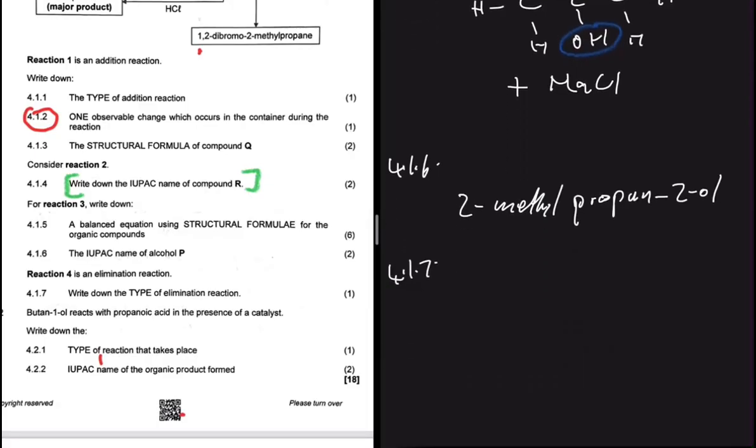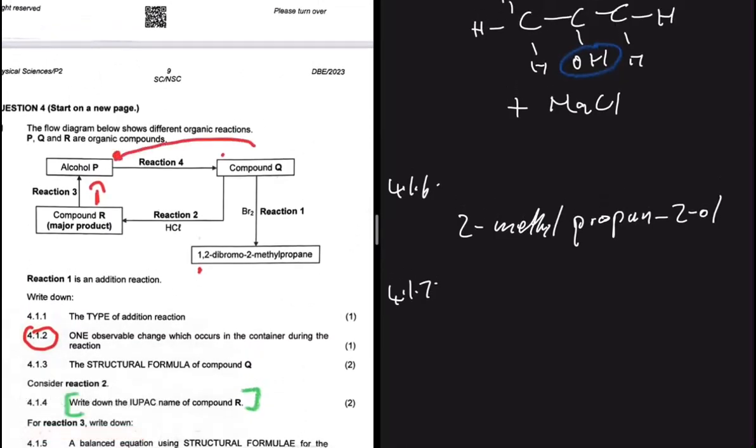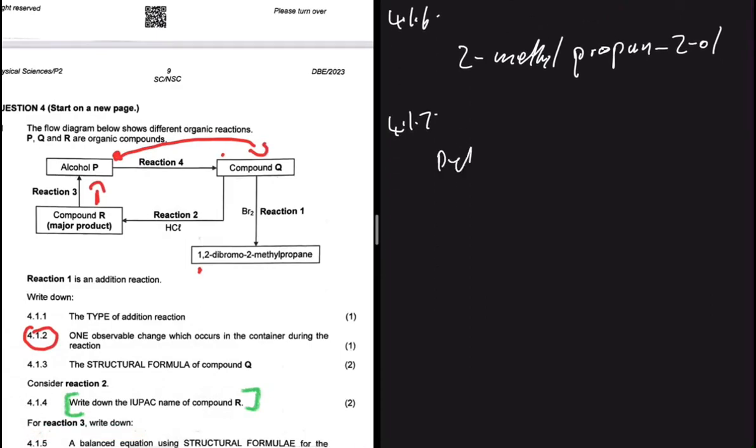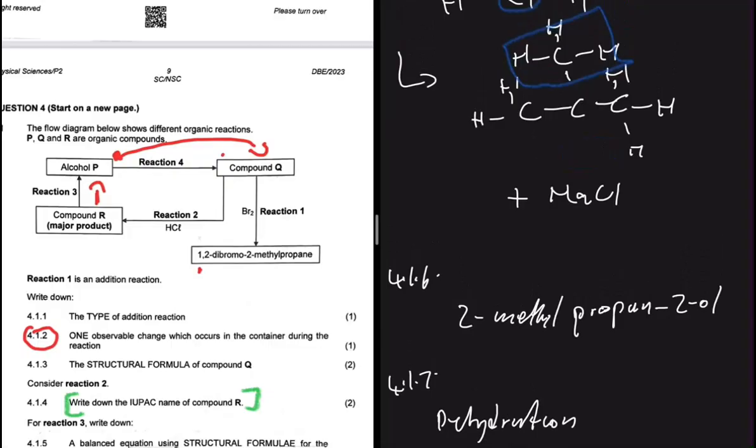4.1.7, we are looking for the type of elimination reaction in reaction 4. So we're starting with an alcohol and we end up with an alkene. That's dehydration. We're removing an OH and then an H, right, to get that double bond, right?